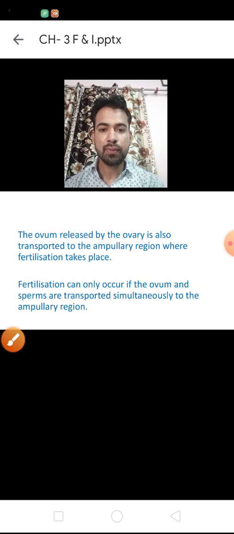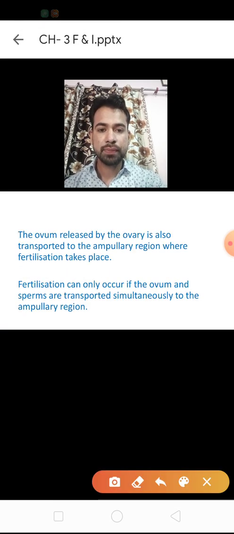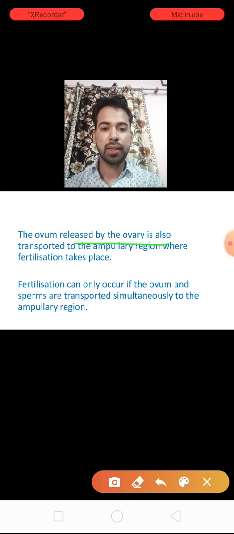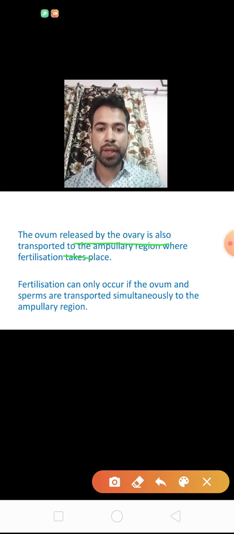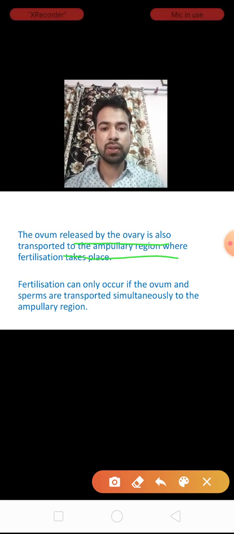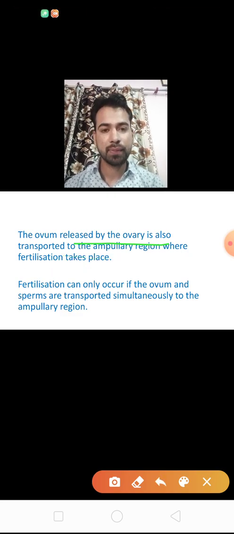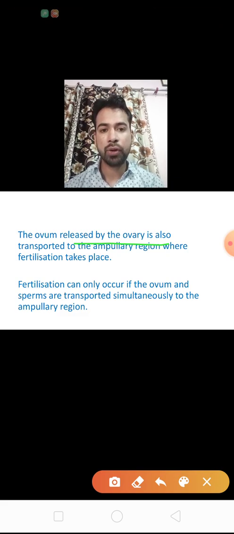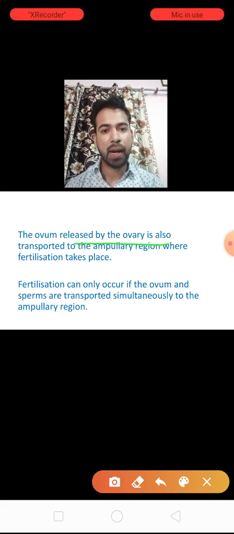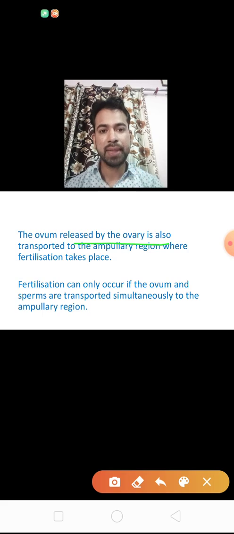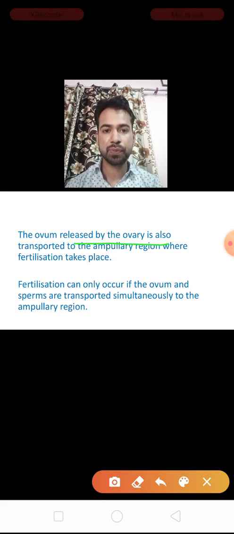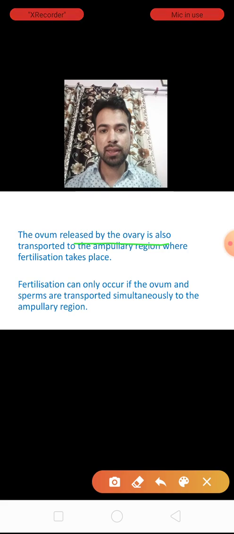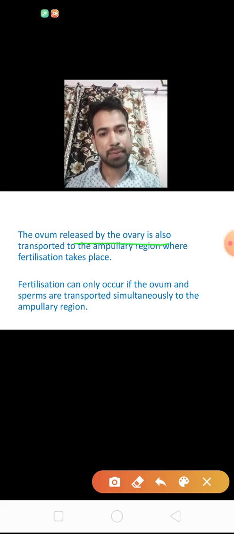See, the ovum released by the ovary is also transported to the ampullary region where fertilization takes place. I repeat once again, the fallopian tube is part of the female reproductive tract. In the fallopian tube there is a part named the ampullary region, where the fertilization process will take place.